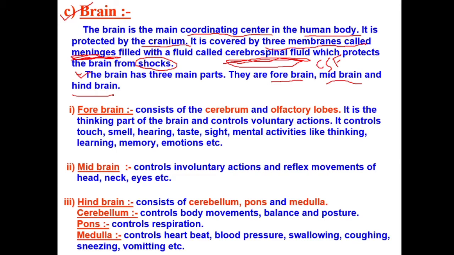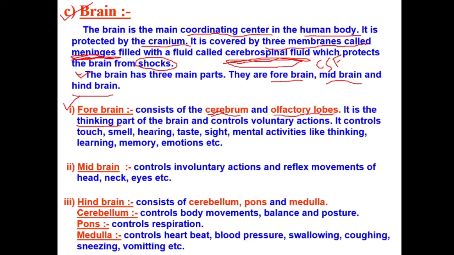Okay, let's see one by one the parts. Forebrain and its function. Forebrain consists of 2 things: cerebrum and olfactory lobes. So forebrain is made up of what? Cerebrum and olfactory lobe. It is the thinking part of the brain. So the thinking job that you do, that okay, I am seeing this video, I am learning this thing, I am grasping the information, this is done by forebrain.